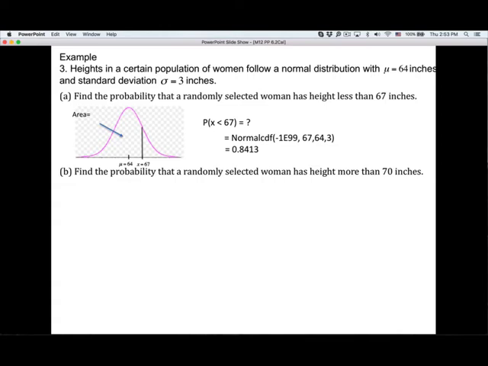Okay, B. Find the probability that a randomly selected woman has a height more than 70 inch. I want you guys to try to do it by yourself. Sketch the picture, which part of the area you are looking for. And think about it. Are you using normal CDF or using the inverse norm?